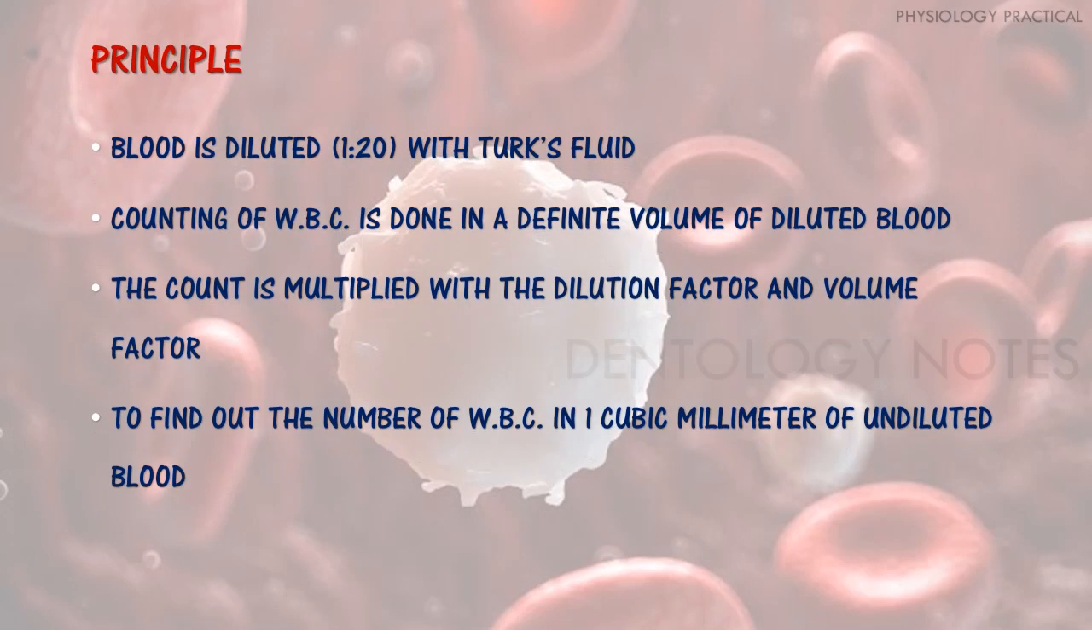Principle: blood is diluted 1 in 20 with Turk's fluid. Counting of WBC is done in a definite volume of diluted blood. The count is multiplied with the dilution factor and volume factor to find out the number of WBC in 1 cubic millimeter of undiluted blood.